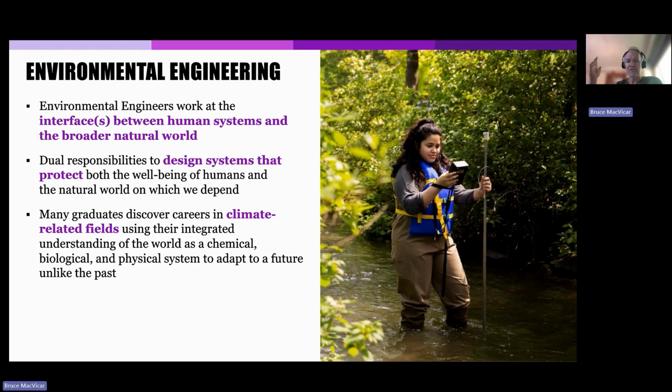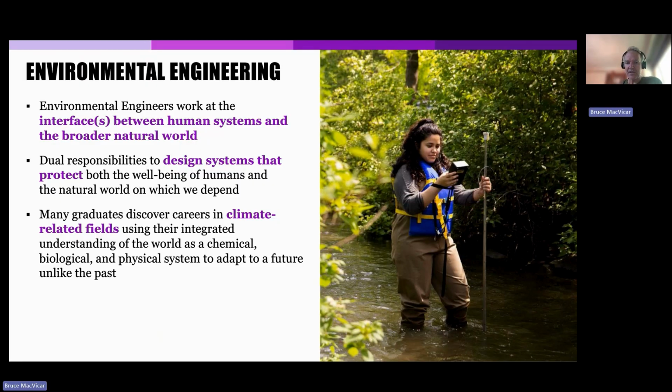And maybe the interface is forest fires now coming to influence air quality in the cities and in the communities that we live. So we have to think about those systems. And so we have a dual responsibility, both to protect the well-being of humans, but also to protect the natural world on which we depend. So many graduates discover careers in climate-related fields using their integrated understanding of the world as a chemical, biological, and physical system to adapt to a future unlike the past.